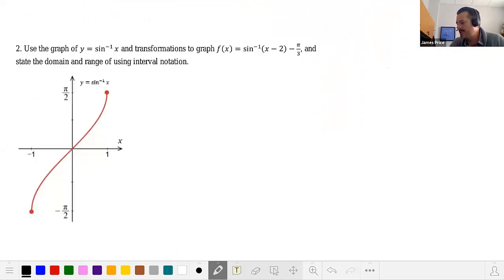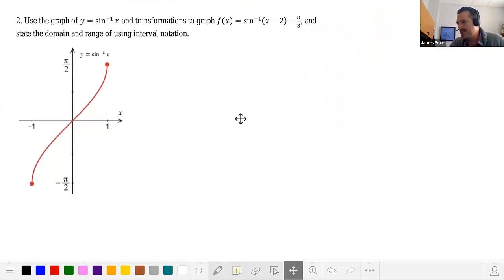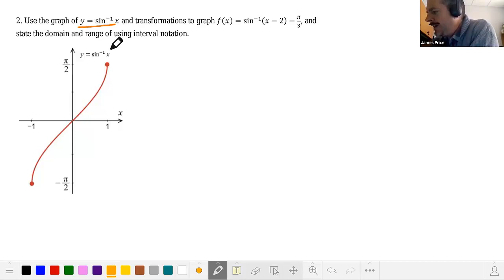This one's a little bit similar to the last problem in the sense that we're going to graph this function, but we're going to do this mostly with transformations. Let's take a look here. We want to use a graph of y equals sine inverse of x. That's what they give us here, and some transformations to graph this function, sine inverse of (x minus 2) minus pi over 3. And then state the domain and range, using interval notation.